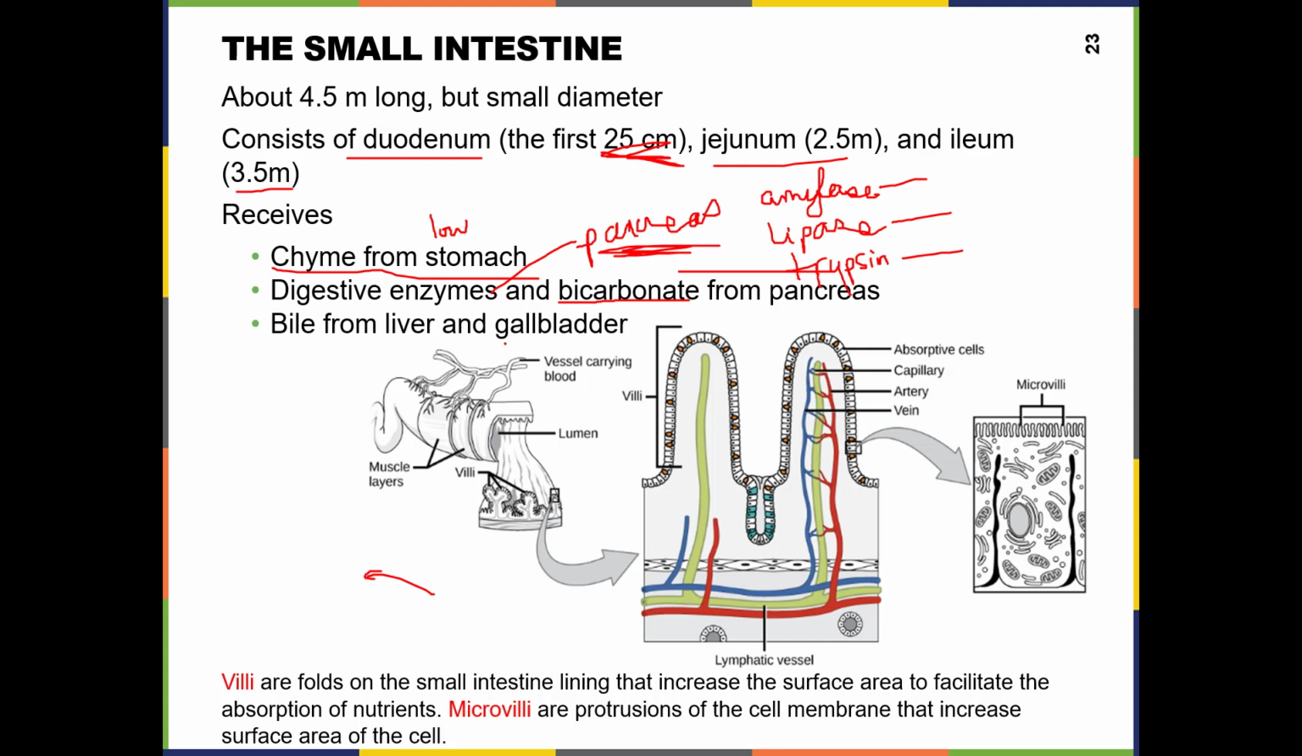And then you have a duct that comes from the liver and the gallbladder, and it's called the bile duct. The bile duct is what the bile travels through, and it also sprays onto the food that's moving through the small intestine. So you have the pancreas that's spraying things onto the food. You have the bile duct that's spraying bile onto the food.